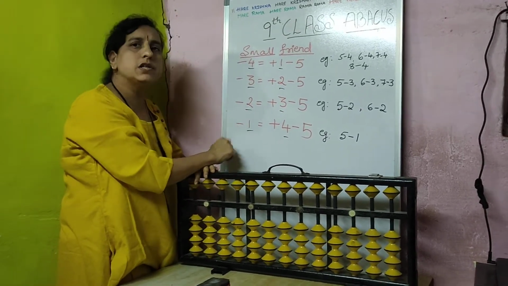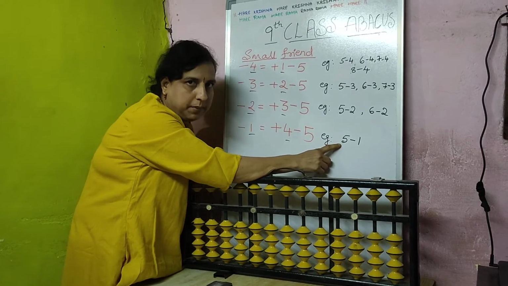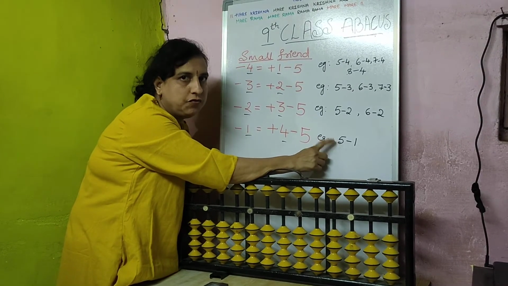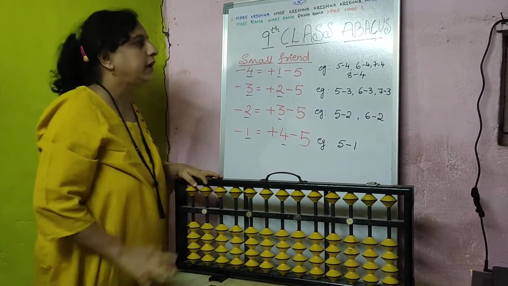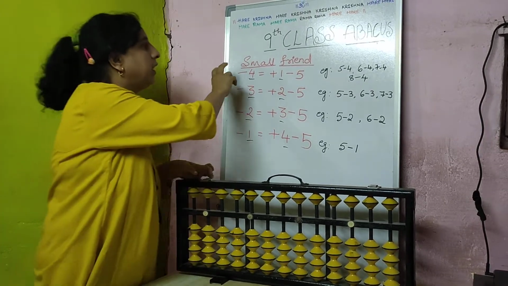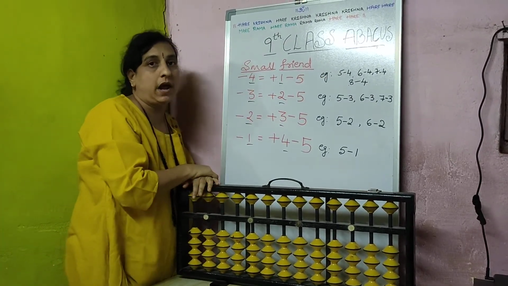Okay, for -1 there is only one example, that is 5, we have to take and we have to do it. So that is all I will show. Before that, once I will revise this, whatever I have taught you last time.